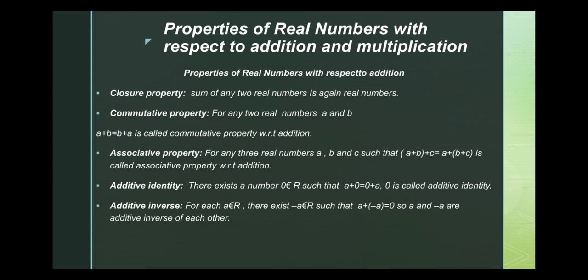Additive identity: there exists a number 0 belonging to R, where R is the set of real numbers, such that a plus 0 is equal to 0 plus a, which equals a. 0 is called the additive identity. Additive inverse: for each a belonging to R, there exists minus a belonging to R such that a plus minus a is equal to 0. So a and minus a are additive inverses of each other.